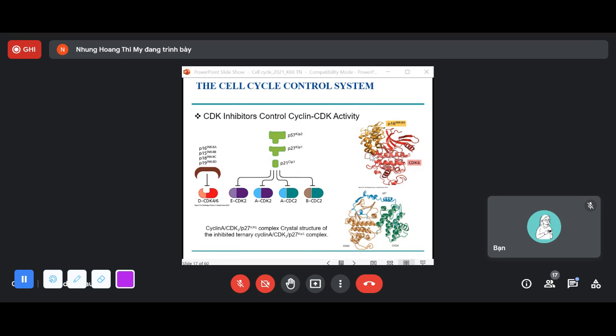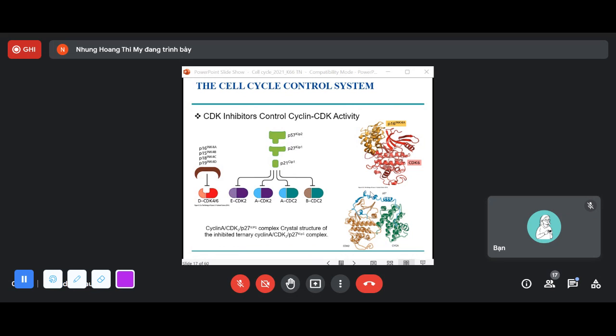At the same time, when the INK binds to the CDK, it also distorts the ATP binding site and thereby compromises the catalytic activity of the CDK. Similarly, the second class is called the KIP. There are two types, KIP2 and KIP1, and P21 also belongs to the KIP family. And this one can inhibit the activity of CDK2 and CDK1.